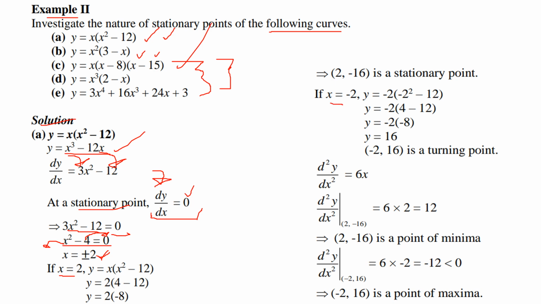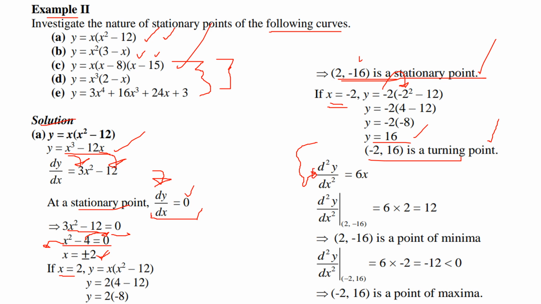So when x is equal to positive 2, y is going to be negative 16. And therefore our stationary point becomes (2, -16). And when x is equal to negative 2, we substitute that in the expression of y, and you end up with y being positive 16. So the turning points are (-2, 16) and (2, -16). But remember that we don't know which of these points is the maximum or minimum. That means we have to go ahead and find the second derivative.